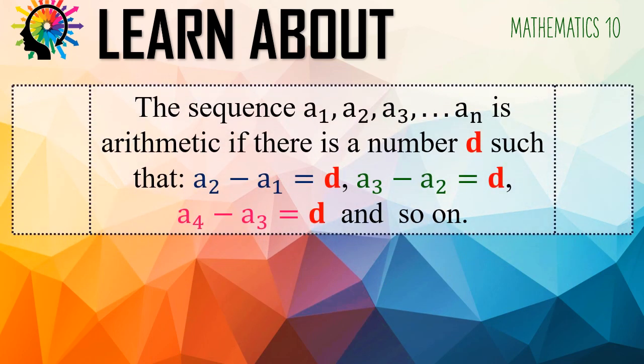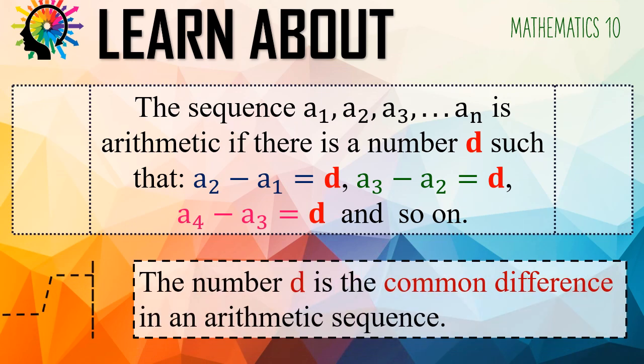So here, the sequence a sub 1, a sub 2, a sub 3, and so on, up to a sub n, is arithmetic if there is a number d such that second term minus first term equals d, third term minus second term equals d, fourth term minus third term equals d, and so on. The number d is the common difference in an arithmetic sequence.